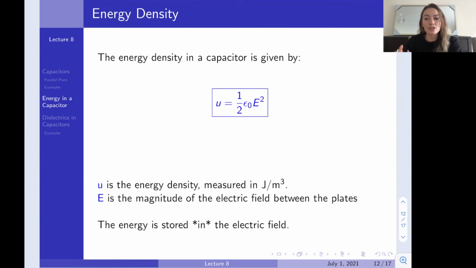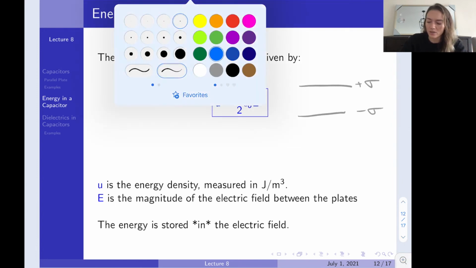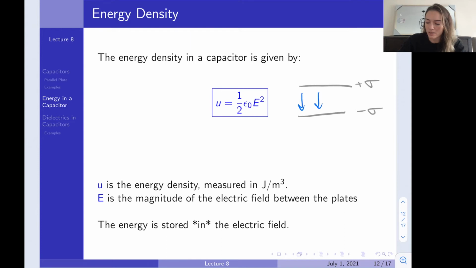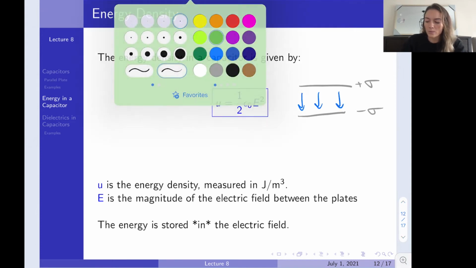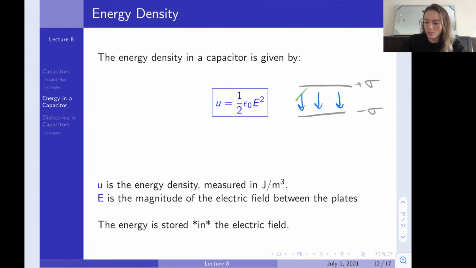So now we can talk about the energy density in a capacitor. If we have a potential energy stored in the capacitor, that means that the energy is stored between the plates. So we have our positive plate and our negative plate, and we have some electric field going from the positive to the negative plate here. And when we have potential energy stored here, it's stored between the plates, so it's stored in here. So we can find the energy density in our capacitor, and all we have to do is divide the total energy by the volume. So we find the energy density by taking the total energy, capital U, and dividing by the volume.